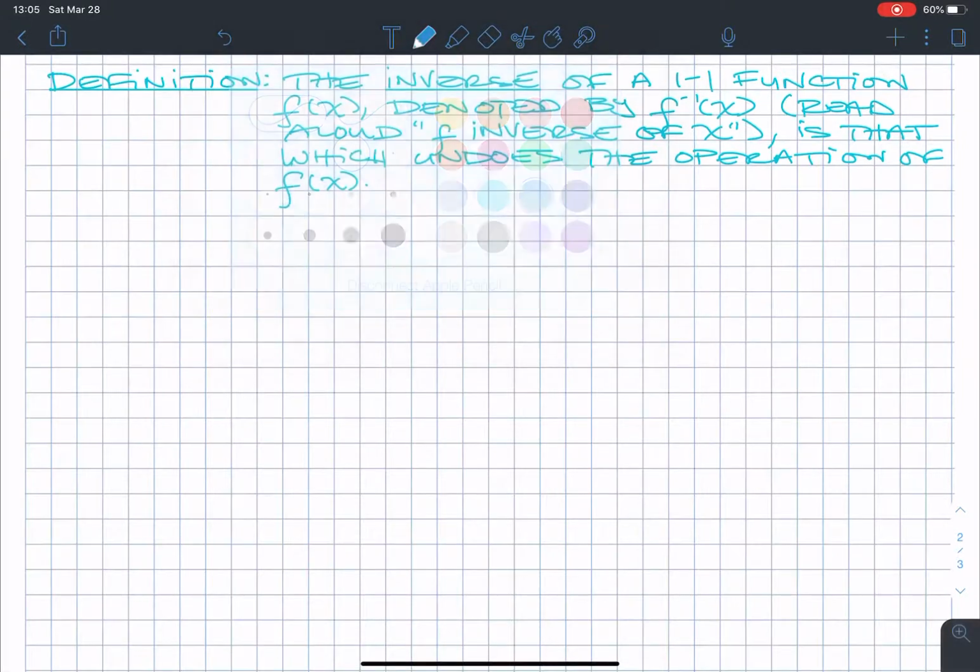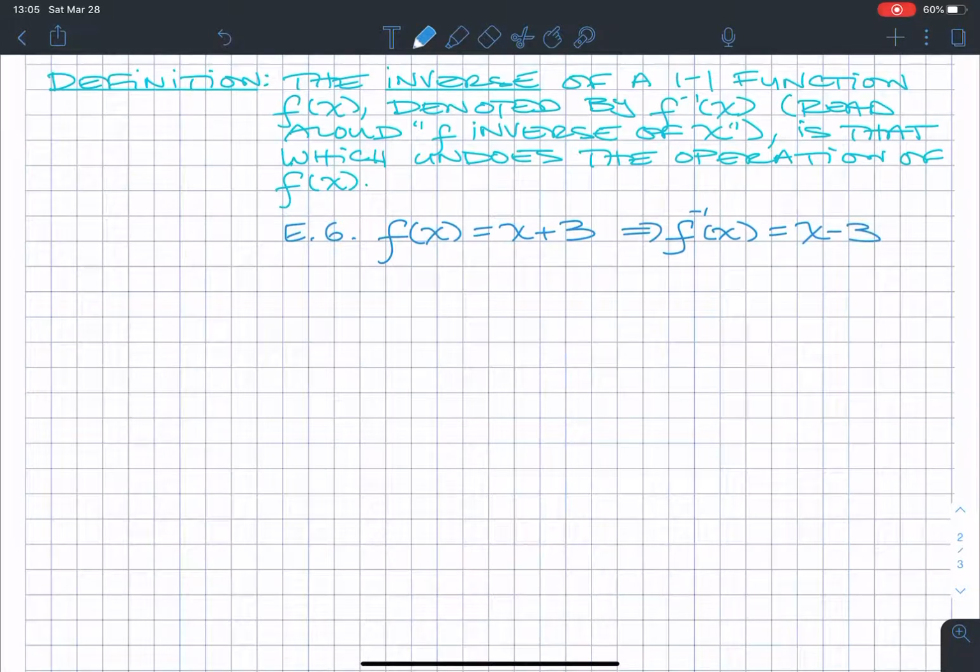So, for example, if f of x adds a number to x, say 3, then that means that f inverse of x subtracts that same number. It undoes whatever f of x does.